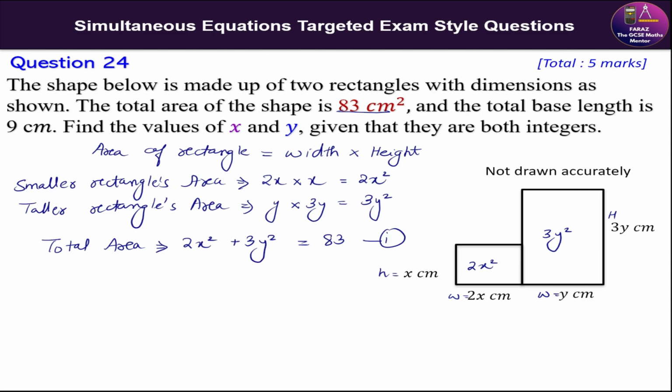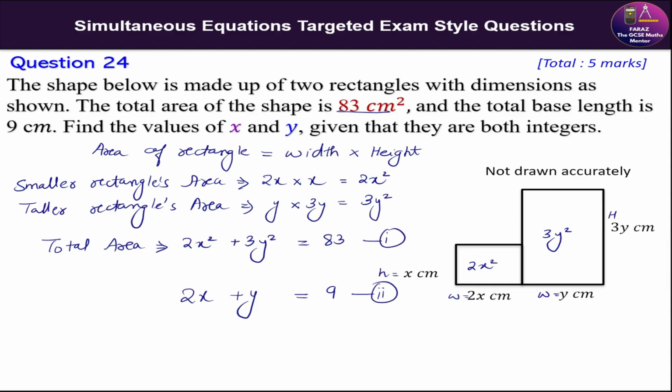Now the next step is to use the base length information. Now look at the base. From the base, the small rectangle contributes 2x and the tall rectangle contributes y. So the base length is 2x plus y, and it is also given that the total base length is 9 centimeters. So 2x plus y equals 9. That's your equation number 2.